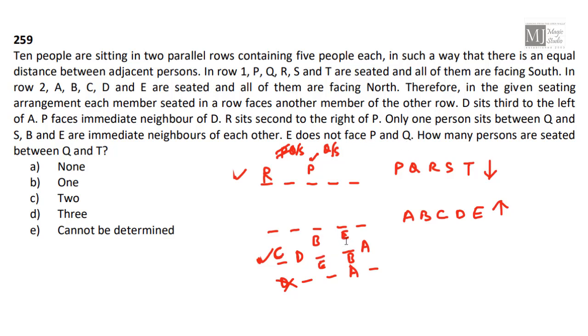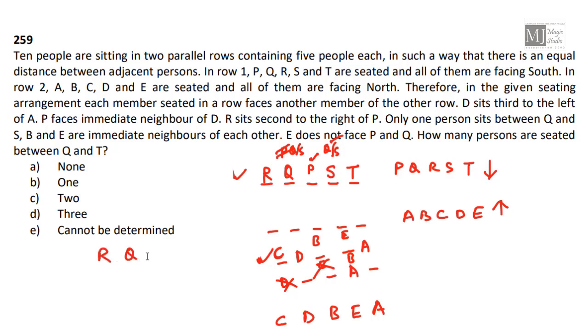E does not face P and Q. E is neither facing P nor Q. That means E will not face P, but P is sitting here. That means this situation is not correct. We have the correct situation C, D, B, E, A, but E is not facing P or Q. That means Q is not sitting in this particular position. Here we should have S and here we should have Q. So we are left with just T.